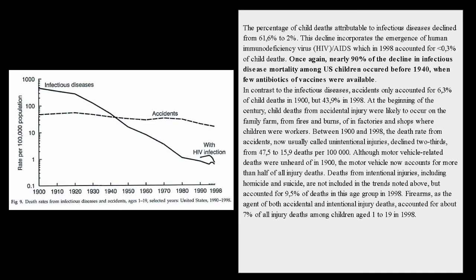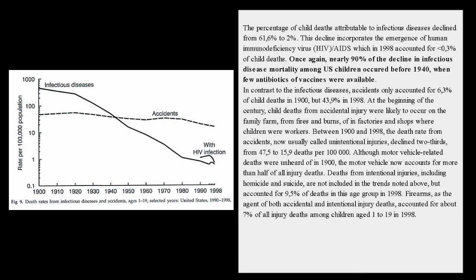This decline incorporates the emergence of human immunodeficiency virus, HIV/AIDS, which in 1998 accounted for less than 0.3% of child deaths. Once again, nearly 90% of the decline in infectious disease mortality among U.S. children occurred before 1940, when few antibiotics or vaccines were available.